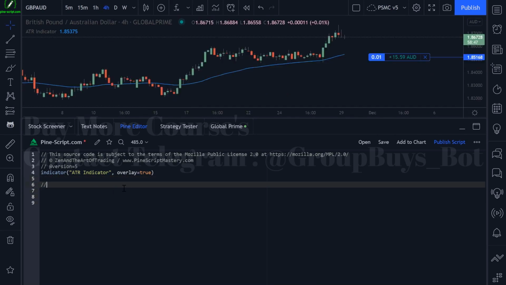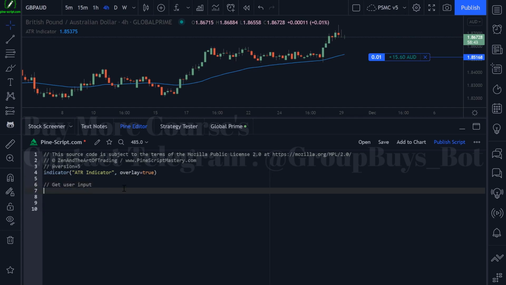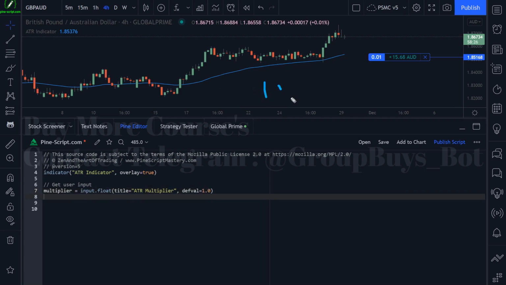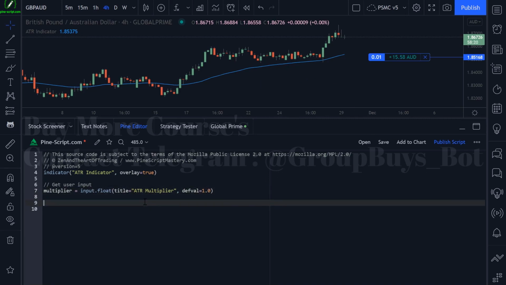So the first thing we need to do is get some user input, or one user input. That's going to be our ATR multiplier. So I'll use the input.float for this, and I will set the title to ATR multiplier and the default value to 1.0. So we'll deal with a 1x ATR trailing stop to begin with. But you can change that obviously if you want to.